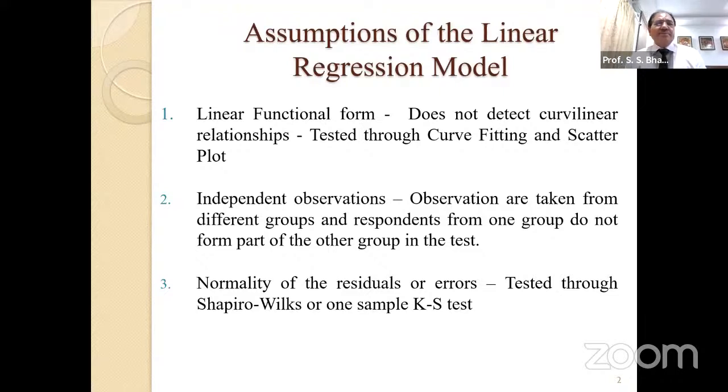Right, so let's look at linear functional form. That means the 2 variables should be linearly related. The relationship between 2 variables should be linear. Now, it can be checked using a feature called curve fitting. When you go for regression, when you're selecting regression, you can select curve fitting there. And when you select curve fitting, it will give you a number of models that you can select.